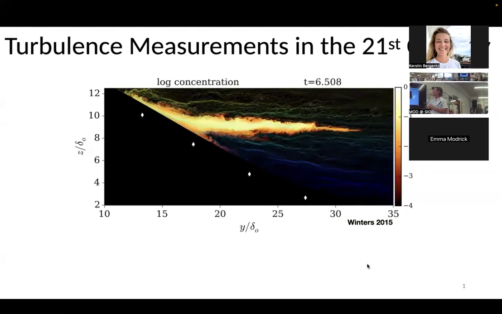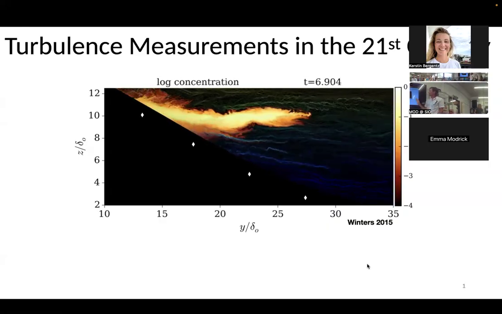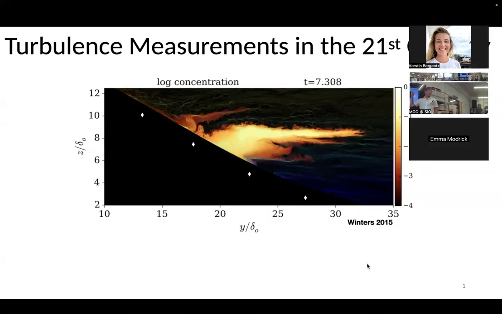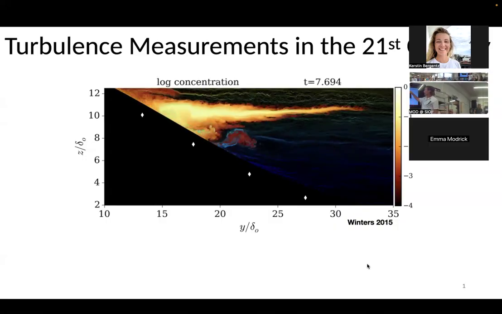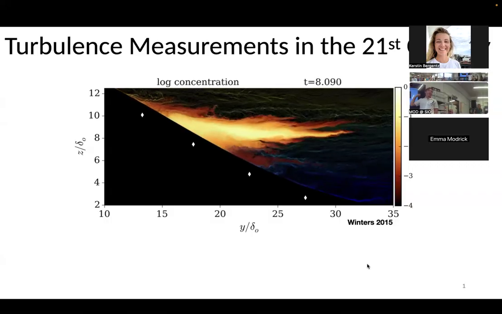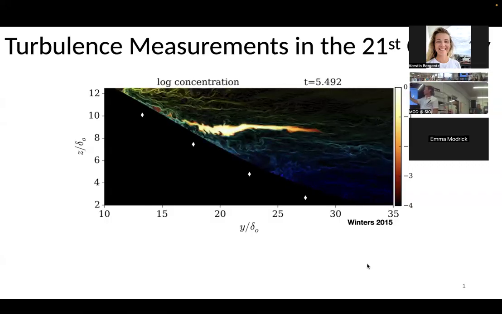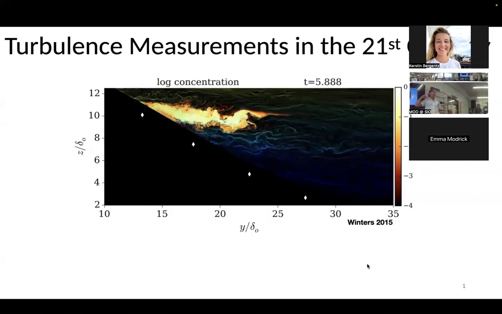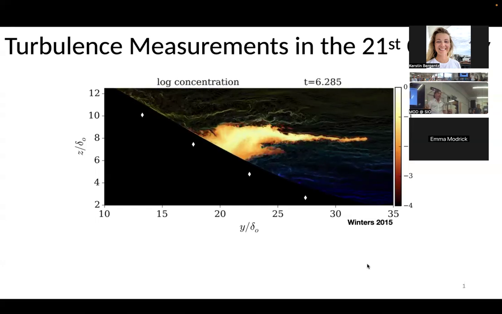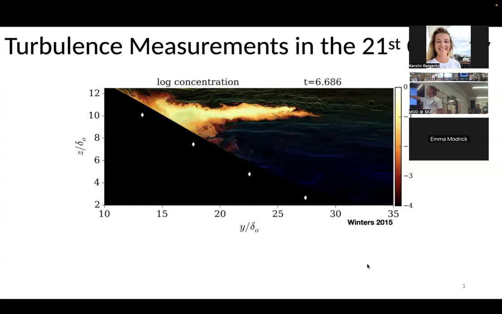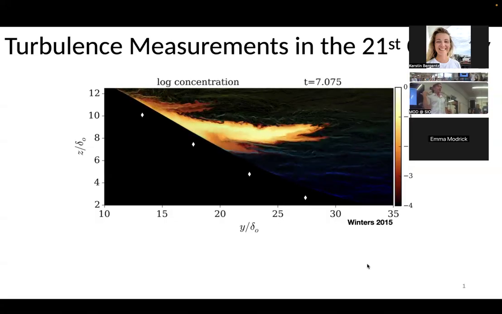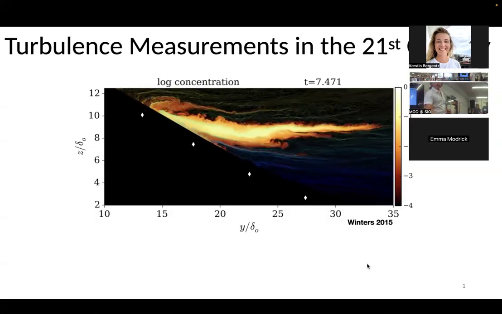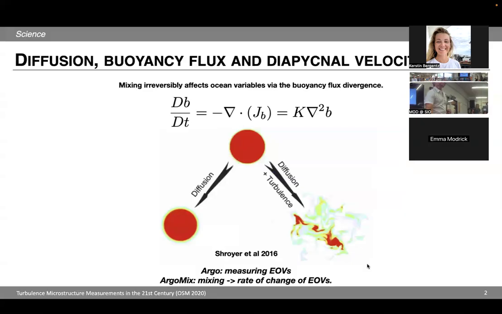In the old days, with microstructure profilers, you would basically get one profile in a few hours, and you wouldn't really know where you were, and you wouldn't see any evolution. So you had to make all these inferences. What we're trying to do, my holy grail, would be, could we ever actually make enough observations to understand a really complex flow like that?